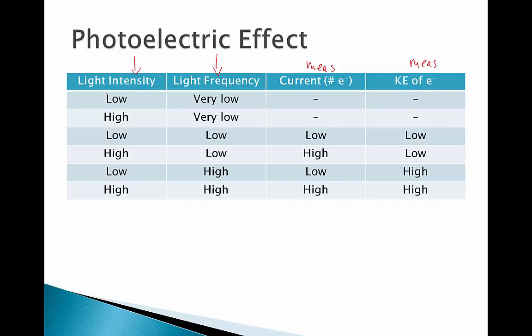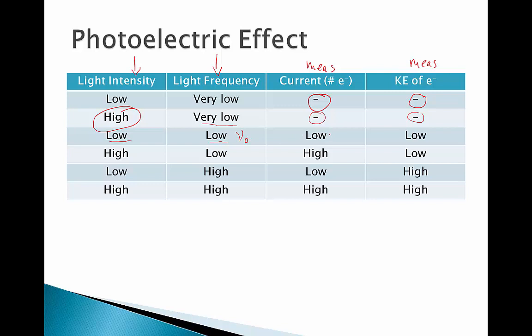So if the light intensity is low and the light frequency is very low, then you get no current, and of course there's going to be no kinetic energy of the electrons because you're not knocking any of them off. If we go up and make the light intensity high, shining very bright light but still very low frequency, then again we see that there's no current and of course no kinetic energy. Now we're going to go back to low intensity light, but now we're going to raise the light frequency. It's still low, but it's high enough to exceed that threshold frequency, nu sub 0.